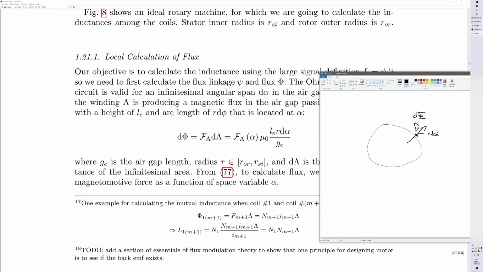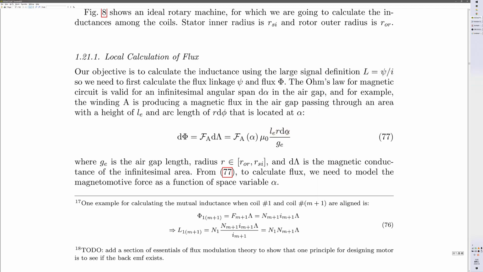It's calculated like this. It has an axial length of L_e, this is the radius, and this is the length of the air gap. All of this is equal to the magnetic conductance in this tiny space. So the flux, according to Ohm's law for the magnetic circuit, is just like this.